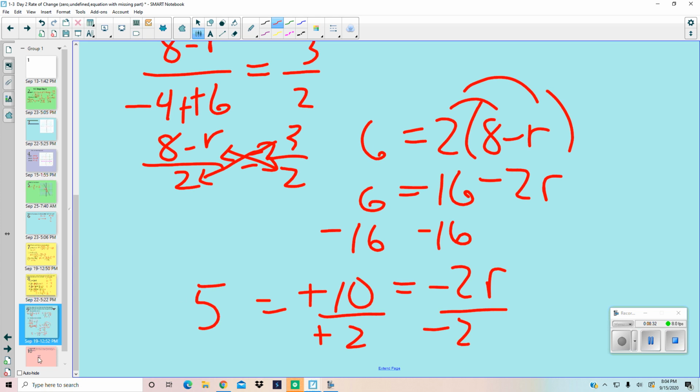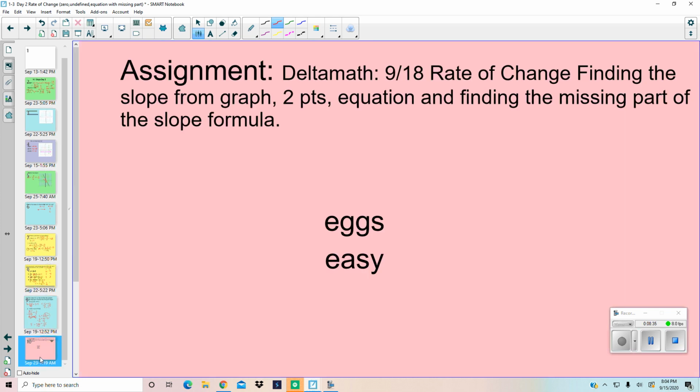All right, so you need to go to Delta Math and do the rate of change: finding the slope from a graph, 2 points, equation, and finding the missing part of the slope formula. Okay, so it's the September 18th rate of change assignment.